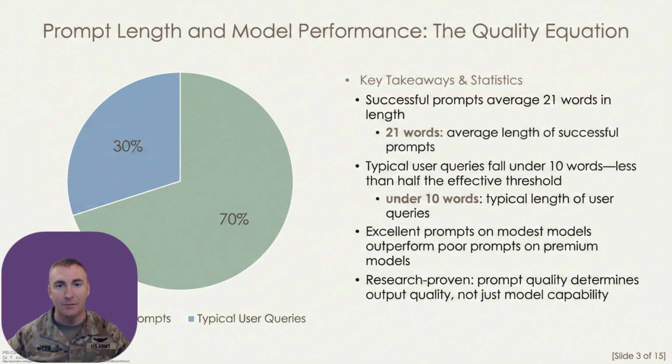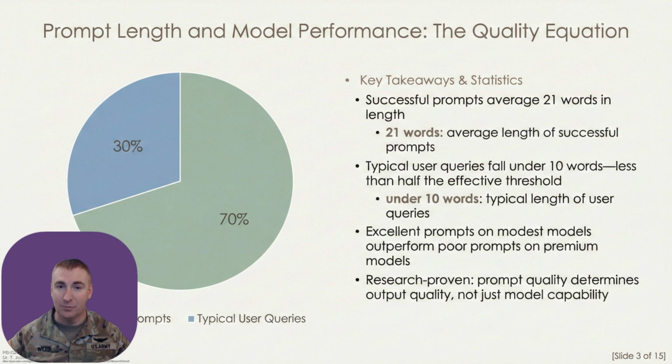Research reveals a striking pattern. Successful prompts average 21 words in length. Typical user queries fall under 10 words, less than half the effective threshold. Think about what this means for your organization. That staff officer submitting, "What should we do about the enemy?" isn't getting poor results because the AI is inadequate. The problem is a 7-word query lacking context, constraints, and output specifications.